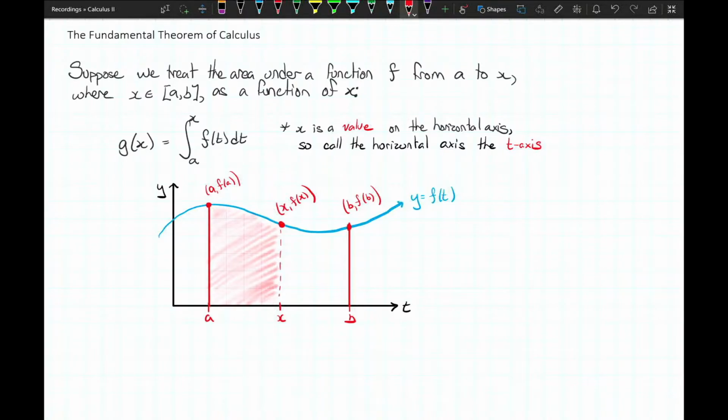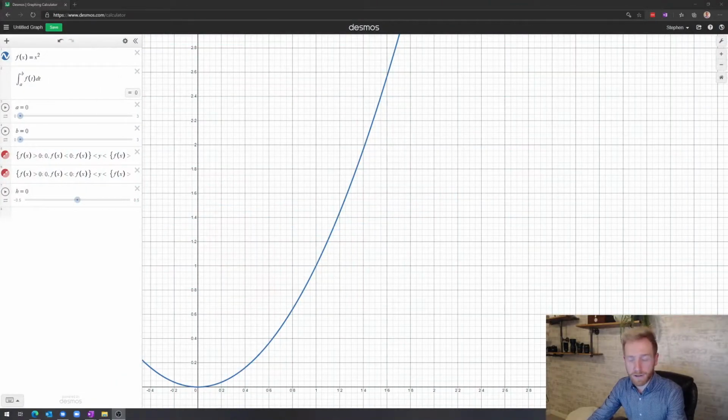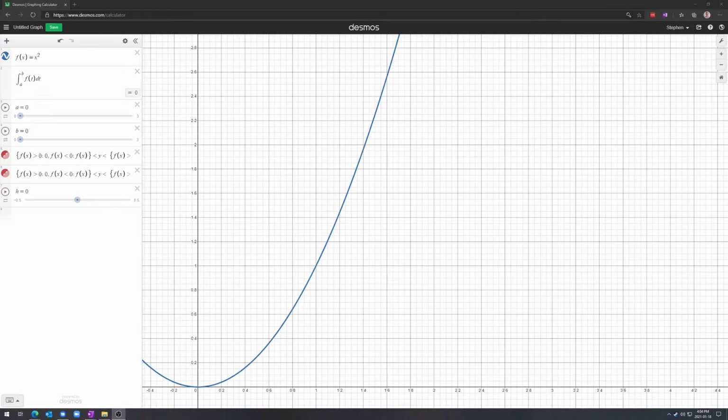Now, I also have Desmos open here, so I can show you an example of a function. Over here on my other screen, you can see I have Desmos open, and I have the function f of x equals x squared. And you can see I've got this definite integral from a to b, and right now they're both set to 0. Let's leave a at 0 and see how, as we increase b, the area starts to increase. Adjusting the slider for b, you can see that the area is equal to 0, and then it starts increasing as we go.